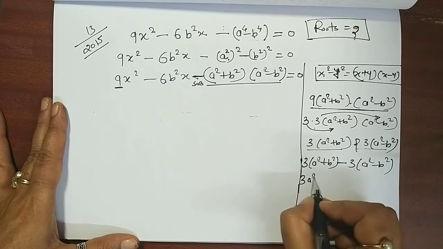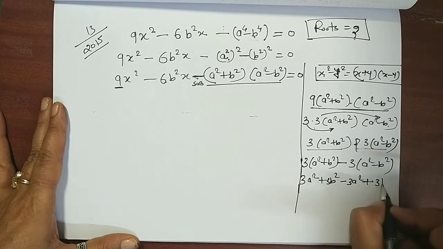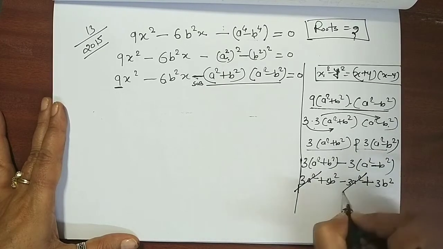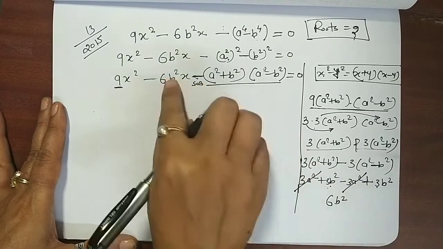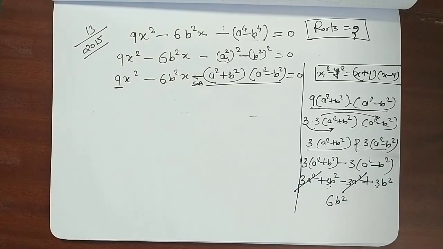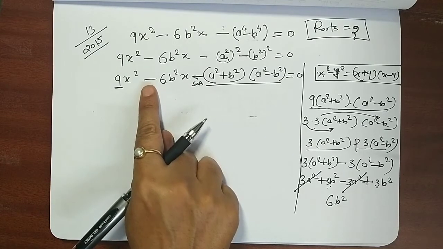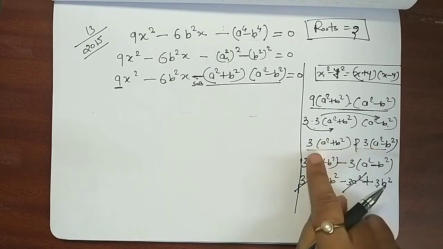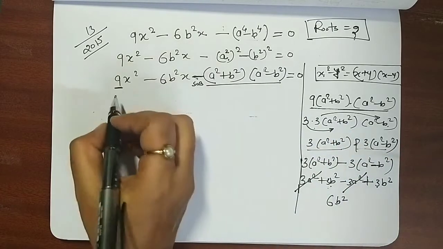3 a square plus b square minus 3 into a square minus b square. So let me solve it. 3a square plus 3b square minus 3a square plus 3b square. This minus became plus. Now this 3a square minus 3a square cancel. 3 plus 3 became 6b square. Yes, I am getting what I wanted. Right, only the sign is different. Sign I can manage by putting both factors as the required signs.